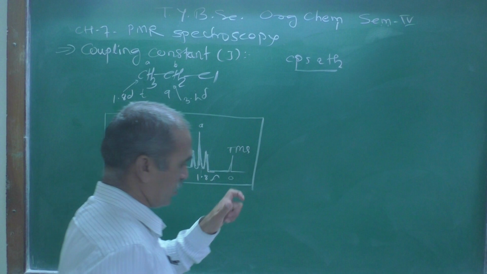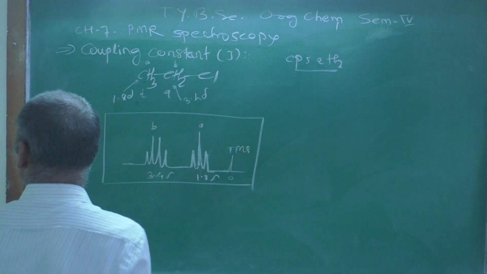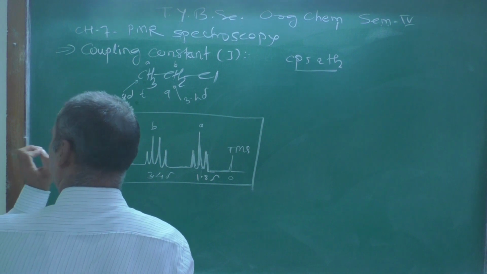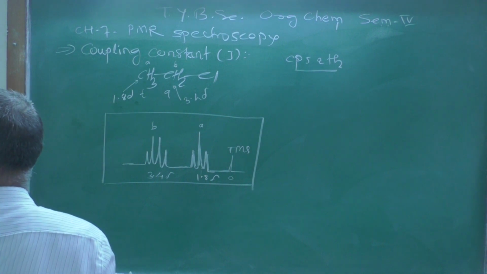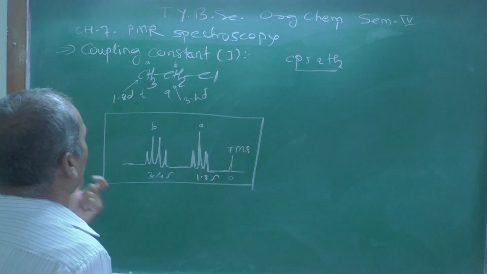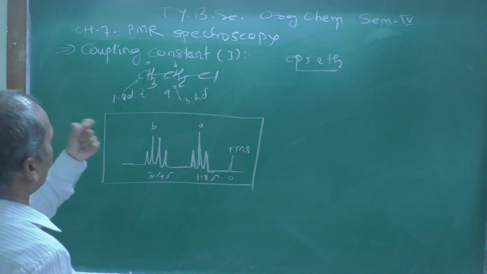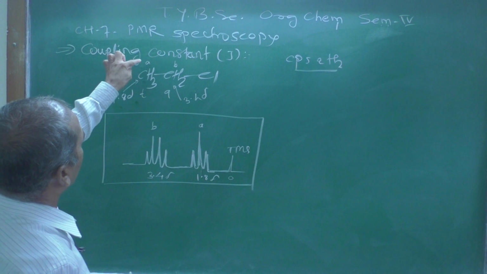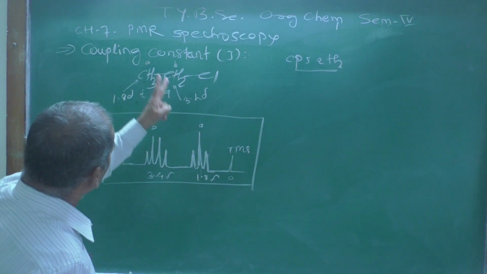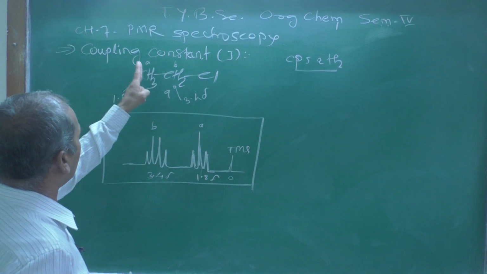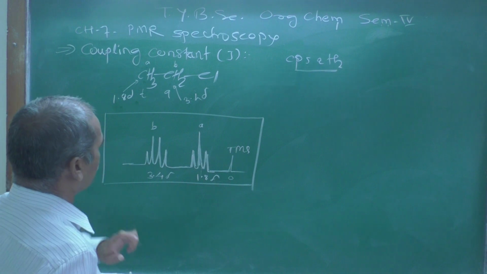Now remember, yesterday we learned the rules of spin-spin coupling, and mutually coupled protons have the same coupling constant. What do we mean by mutually coupled protons? Mutually coupled protons means this A proton gets coupled with that B proton. Similarly, B proton can be coupled with A proton, and therefore the J value remains as it is.